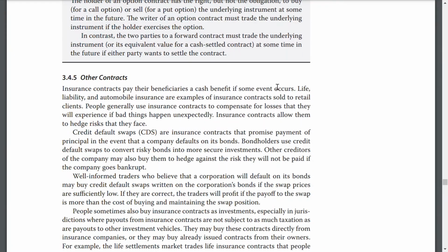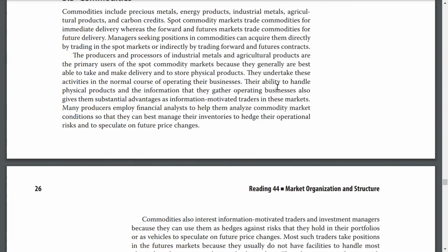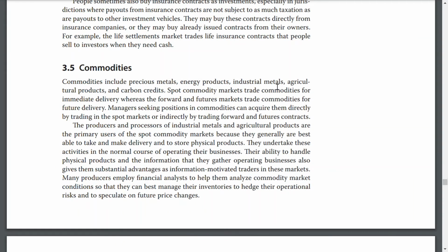Other contracts, commodities. Commodities include precious metals, energy products, industrial metals, agricultural products, and carbon credits. Spot commodity markets trade commodities for immediate delivery, whereas the forward and futures markets trade commodities for future delivery. Managers seeking positions in commodities can acquire them directly by trading in the spot market or indirectly by trading forwards and futures contracts.